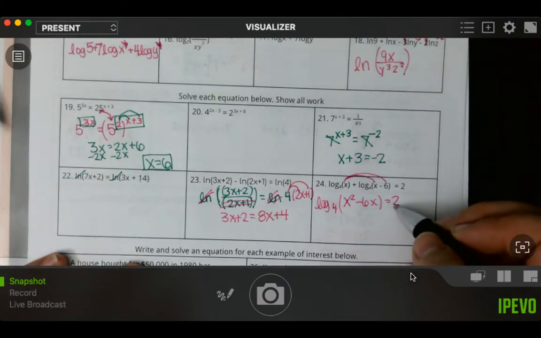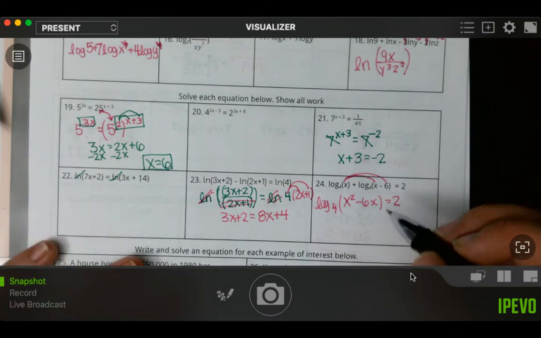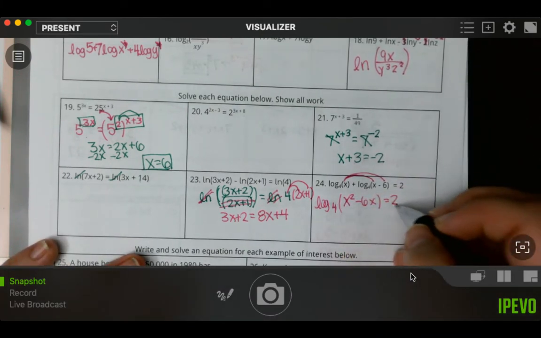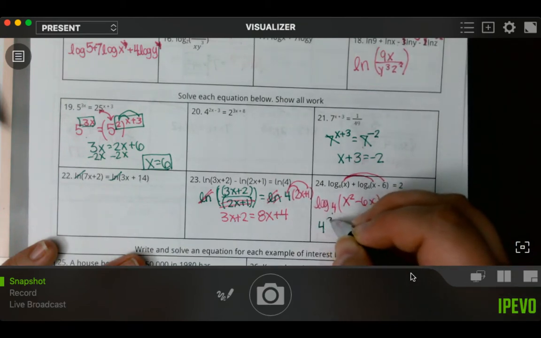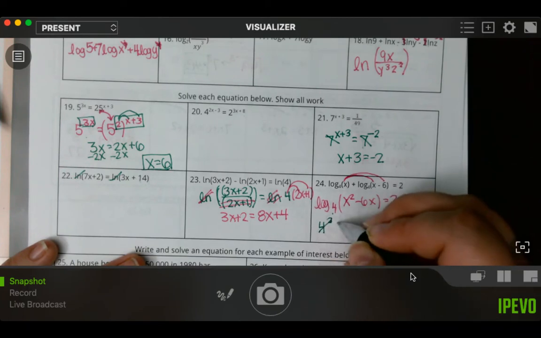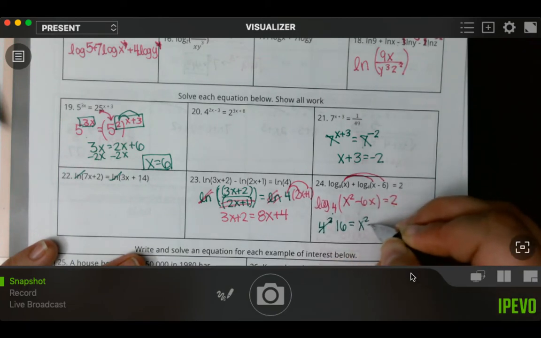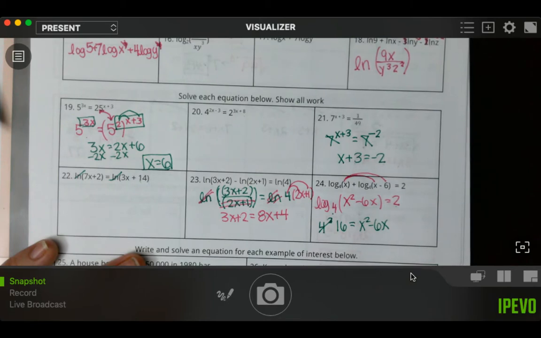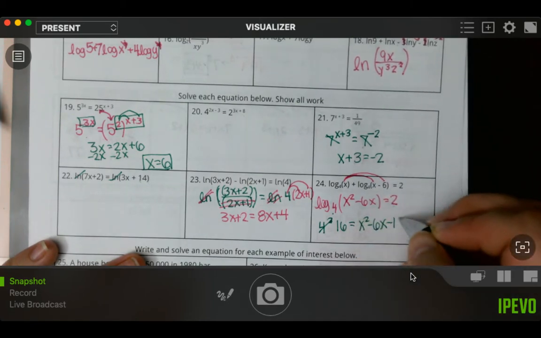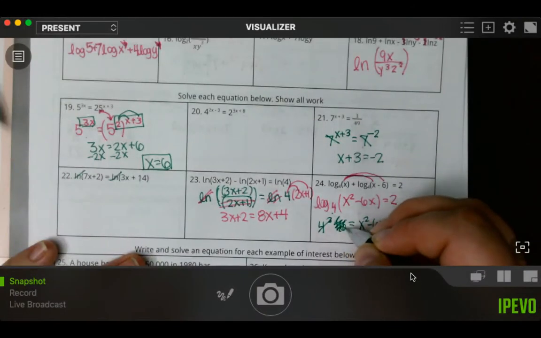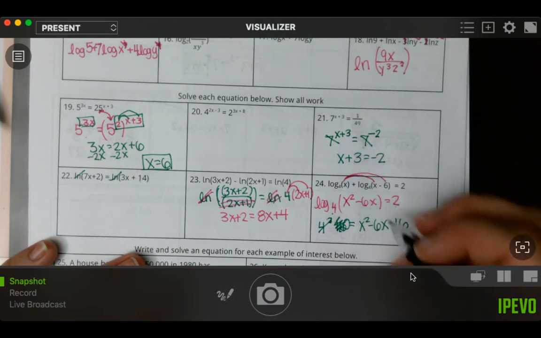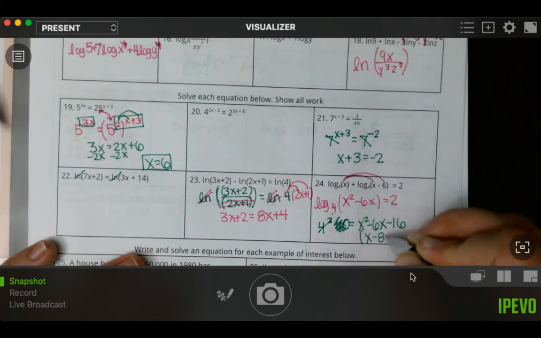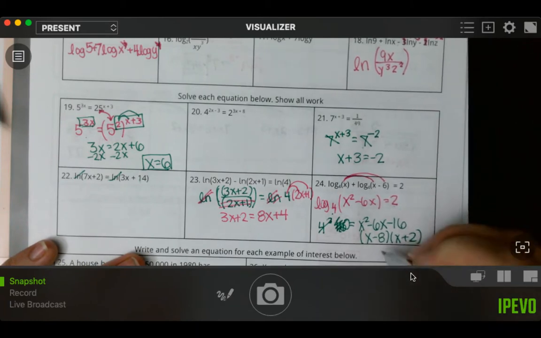Now, there's no log over here, so we can't cancel it. What we do instead is we know that this, the answer, is the power of 4 that gives us this. So 4 squared, or 16, equals x squared minus 6x. And then I subtract that 16 so that everything is on the same side. And I need to find two numbers that multiply to negative 16 and add to negative 6. Negative 8, positive 2, leaving me with my final answers, x equals 8 and negative 2.